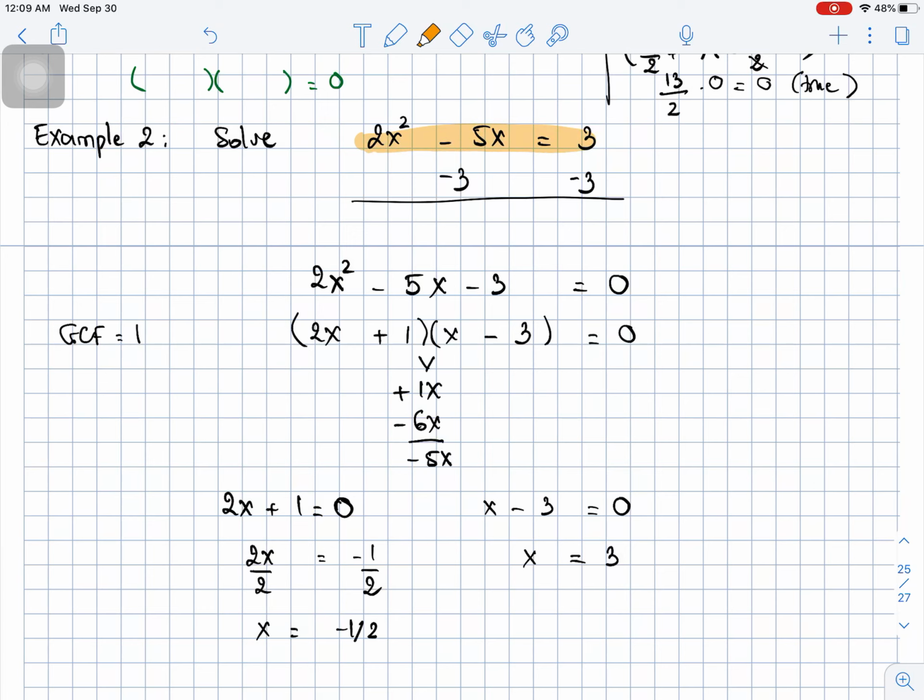I want to leave the check step for you, but when we check, we will plug back into the original equation to check. Okay, we will check one by one.